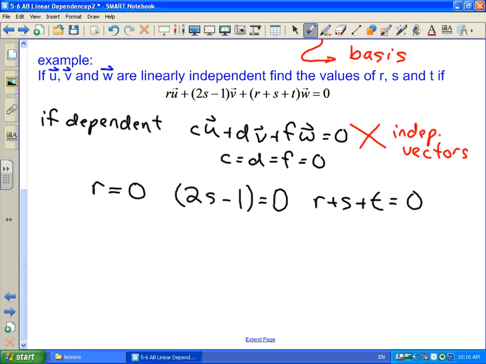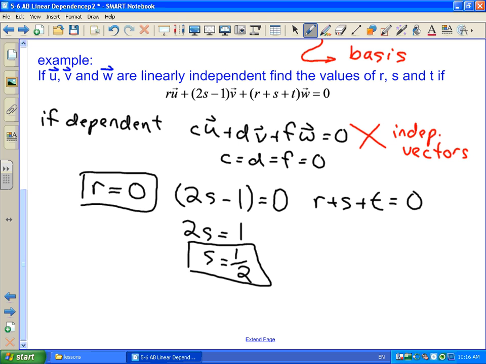What we're trying to find out is what r, s, and t are. We found out what r is. r is 0. We can figure out what s is just by solving this equation. 2s equals 1, so s has to equal 1/2. And once we know r and s, we can figure out t over here. We know r is 0, s is 1/2. If I add them all up, they have to equal 0. So t must equal 1/2.